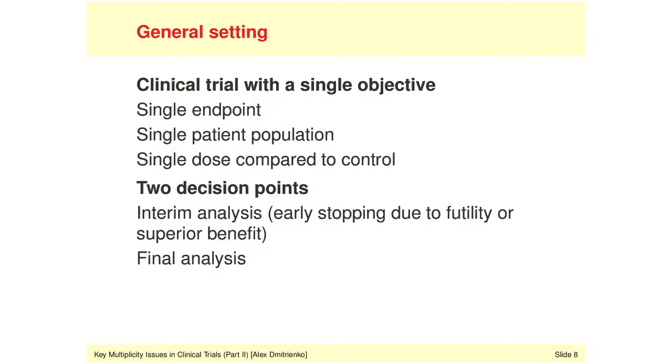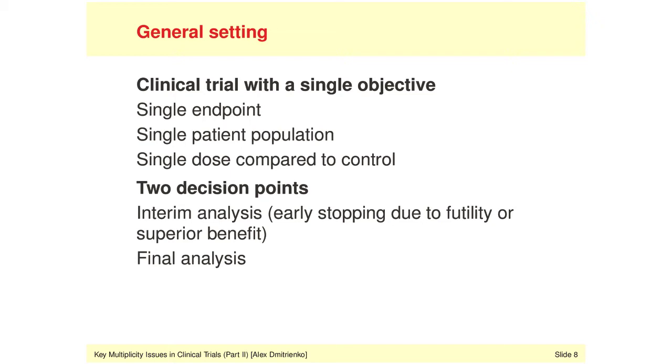This slide defines the general setting we're going to assume throughout this section that deals with traditional group sequential designs. We will assume, as I said, that there's only one source of multiplicity, which is induced by the repeated assessment of the treatment effect across multiple decision points. For this reason, we're going to assume that the clinical trial has a single objective, which is characterized by the fact that there's a single primary endpoint. The treatment effect will be evaluated in a single patient population, and there will be a single dose of the experimental treatment compared to appropriate control.